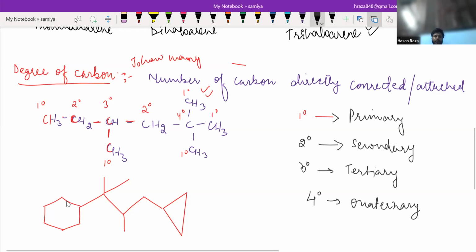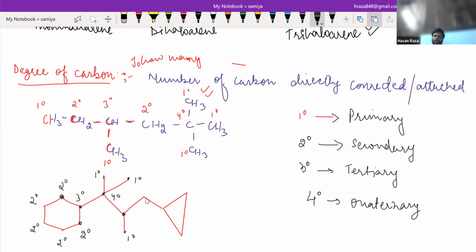See, it's very easy. If you are going to see this carbon, this is directly connected to 2 carbon. So this is 2 degree, 2 degree, 2 degree, 2 degree. If you are going to see this carbon, you can see it is connected to this carbon as well as this carbon and this carbon. So it is 3 degree. And if you are going to check this, this will be 4 degree, this will be 1 degree, as well as this will be also 1 degree. This will be also 1 degree.